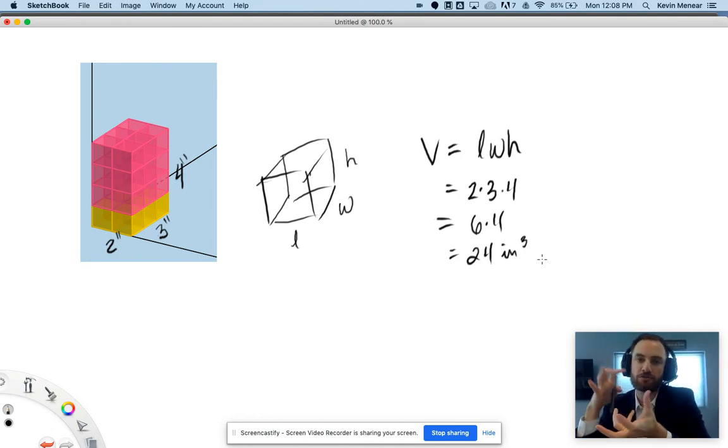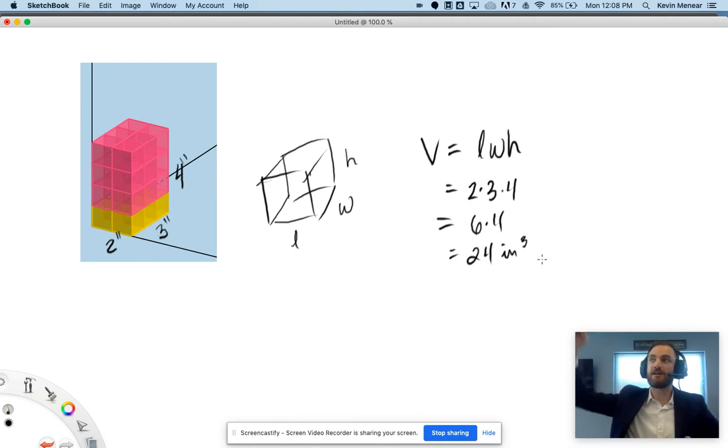Cool. Now with this, I think you can have a pretty intuitive understanding of what volume is. It's the amount of three-dimensional space that an object takes up. Okay? So if I say something takes up 24 cubic inches of three-dimensional space, that means the volume of that object is 24 cubic inches. Cool. All right, the bigger a volume, the bigger the object. It's pretty straightforward.